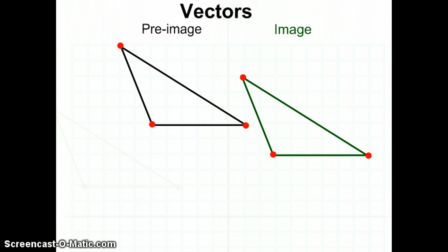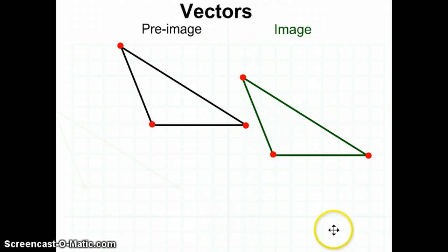So we've been talking about transformations, and really we take the original image, which we're going to call the pre-image, and we're going to transform it, and the resulting figure is going to be called the image. The pre-image is the original figure, image is the resulting figure. And as you can see, in this particular example, we have a translation. The pre-image is being moved to a different location, and that's called a translation.